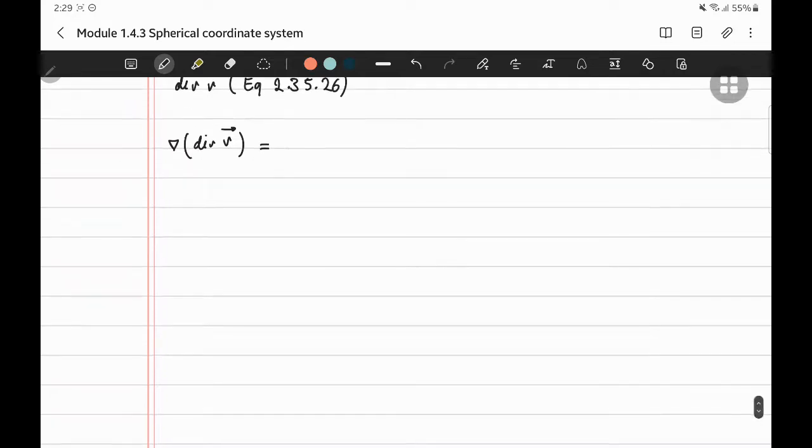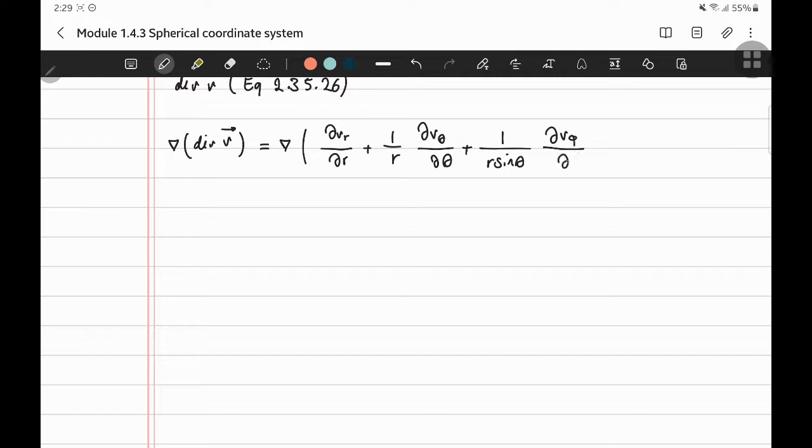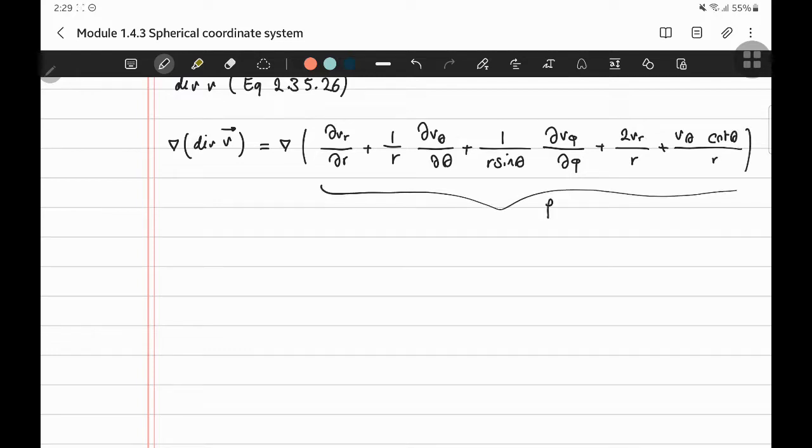If I write it down here, I have del of the partial derivative of VR with respect to r, plus 1 divided by r, partial derivative of v theta with respect to theta, plus 1 divided by r sine theta, partial derivative of v phi with respect to phi, plus 2VR divided by r plus v theta cotangent theta divided by r. So this is our scalar field f in here.